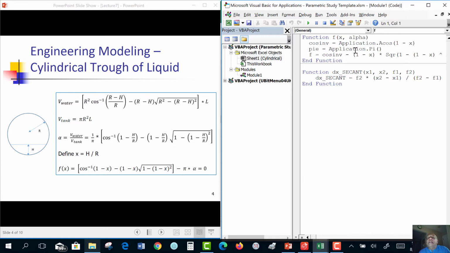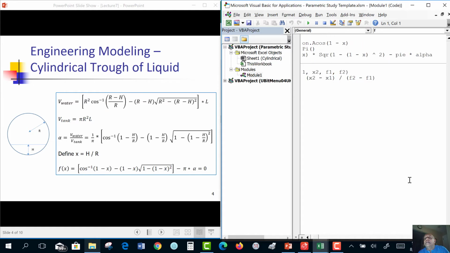COSINV. Same way, we want to get a precise value of pi. So we know Excel has a function called pi. We import that function and call that value PIE. So now we can program in our function f, which is cosine inverse minus (1 minus x) times square root. So notice in Excel the square root function is sqrt, but in Visual Basic the function is sqr.